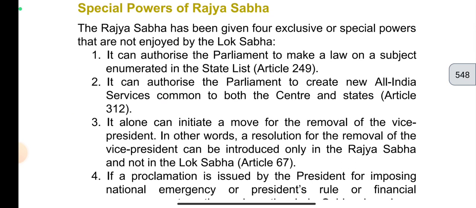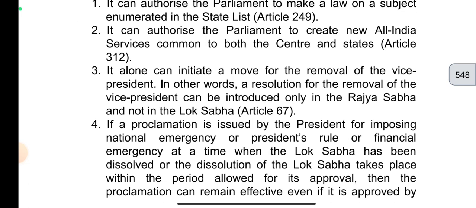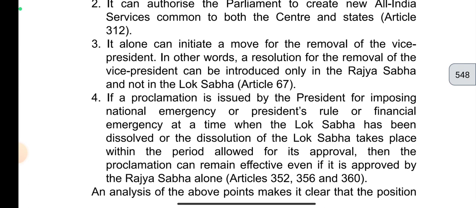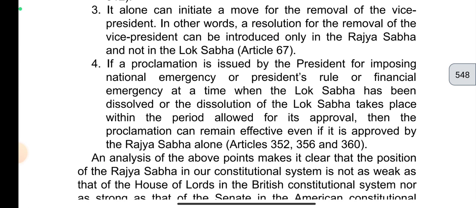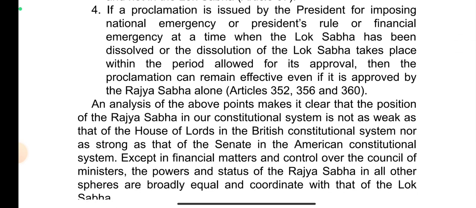Special powers of Rajya Sabha. The Rajya Sabha has been given 4 exclusive or special powers that are not enjoyed by the Lok Sabha. It can authorize the Parliament to make a law on a subject enumerated in the state list, Article 249. It can authorize the Parliament to create new all India services common to both the centre and states, Article 312. It alone can initiate a move for the removal of the Vice President. In other words, a resolution for the removal of the Vice President can be introduced only in the Rajya Sabha and not in the Lok Sabha.